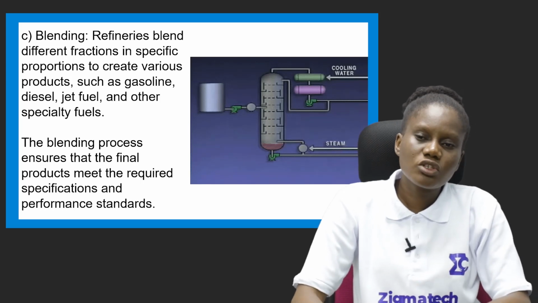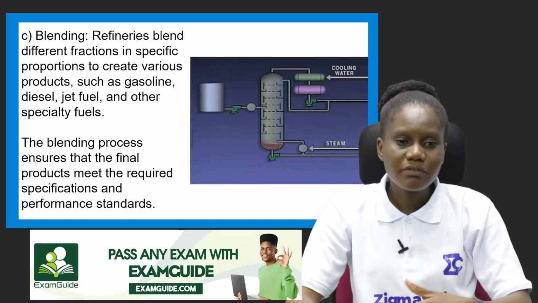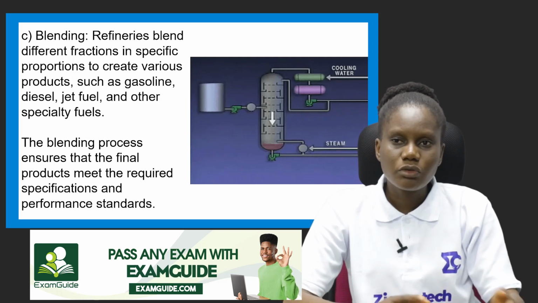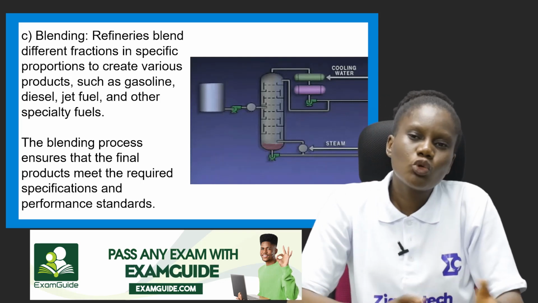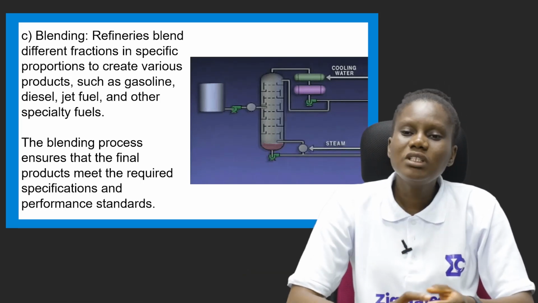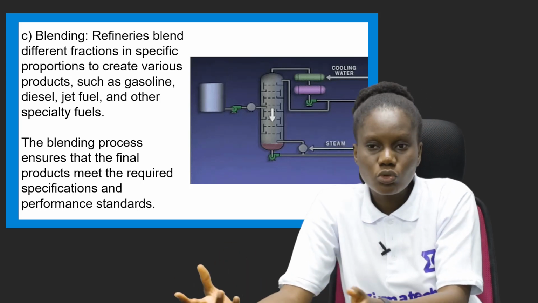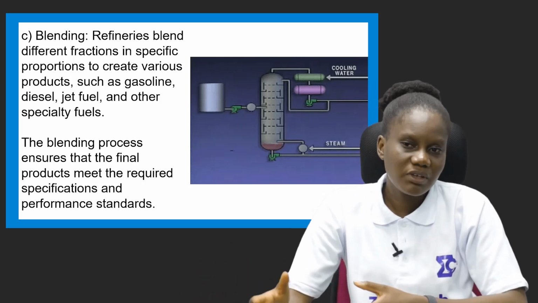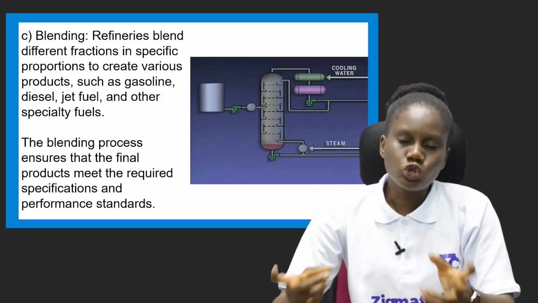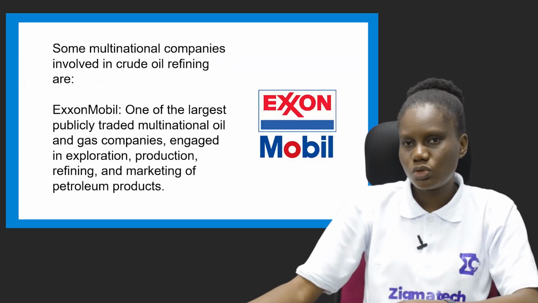So this blending process, all it does is to ensure that what we have as our final products, after we have passed them through cracking and conversion and moved into purification, meets the required specifications and standards. Under this blending, it ensures that the final products, the ones that will be taken out for commercial purposes to be sold to other people, meet the specifications and the performance standards of the organizations controlling them.